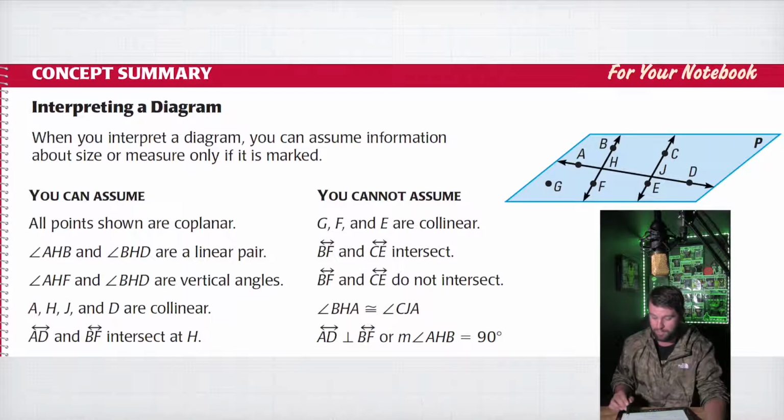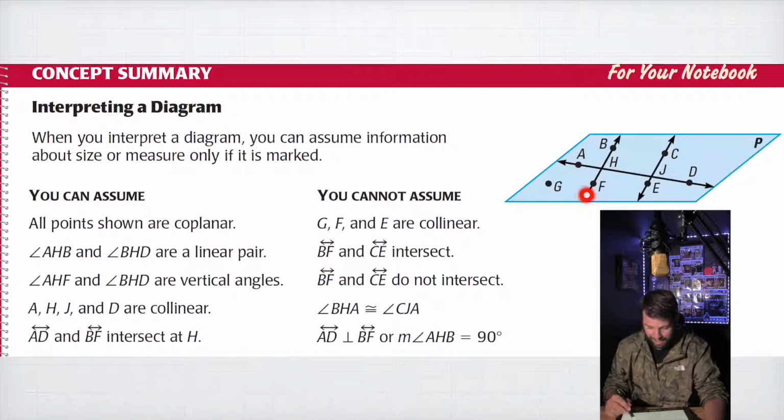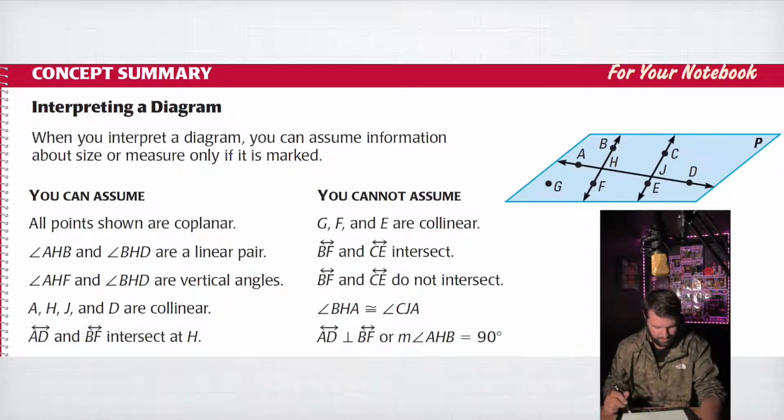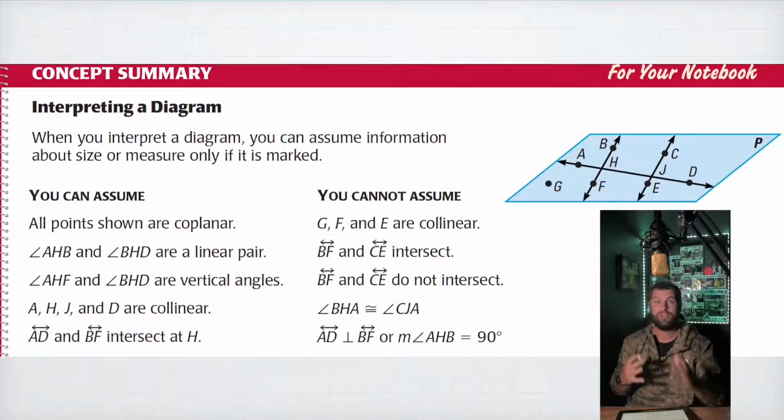We can assume all points on here are coplanar because they all lie in plane P. We can assume that angle AHB and BHD are a linear pair because they make up a single line. We can assume that AHF and BHD are vertical angles because we can physically see that they are vertical angles. We can assume that A, H, J, and D are collinear because they all lie on that line. We can assume that AD intersects BF at point H because you can see that. So you can assume what you can physically see.